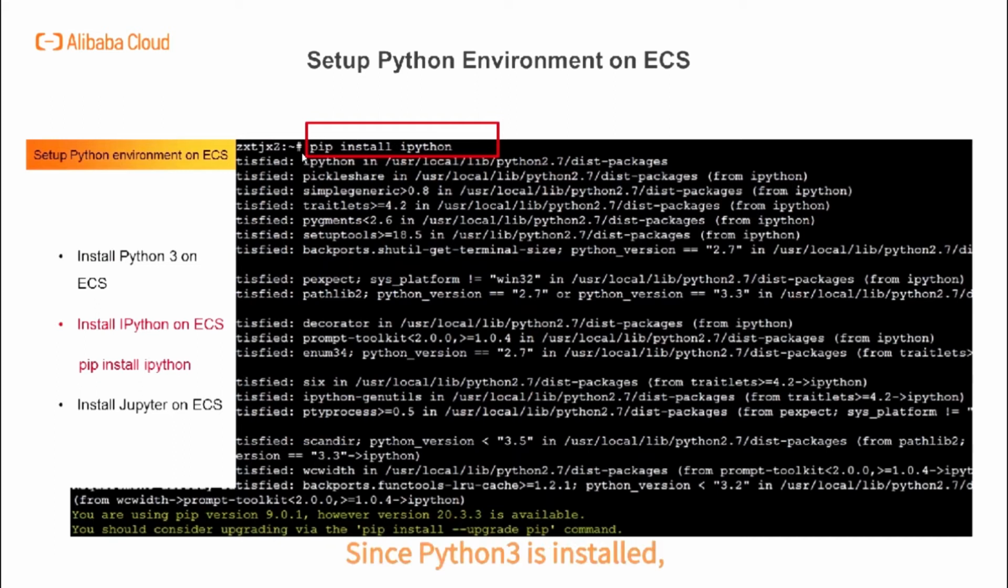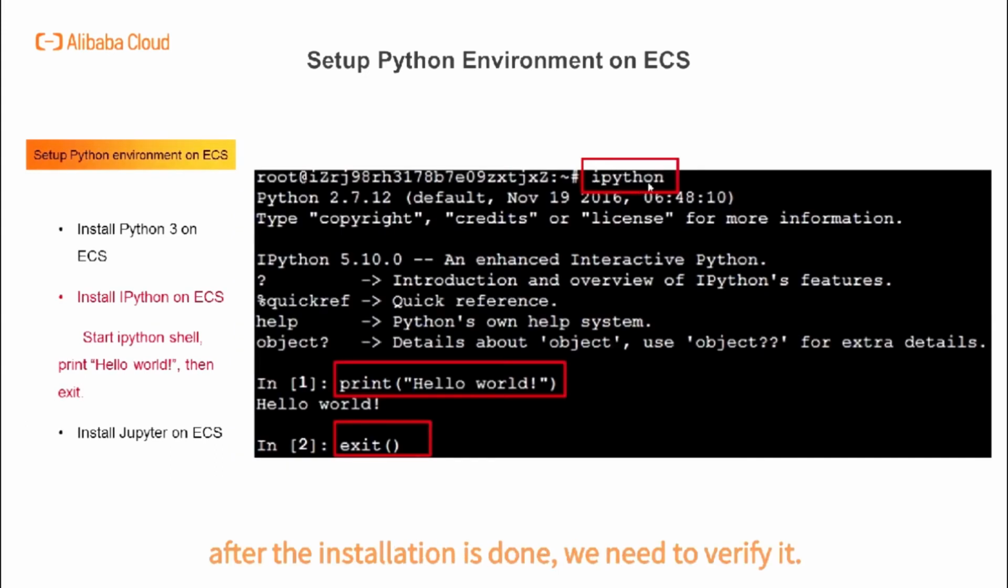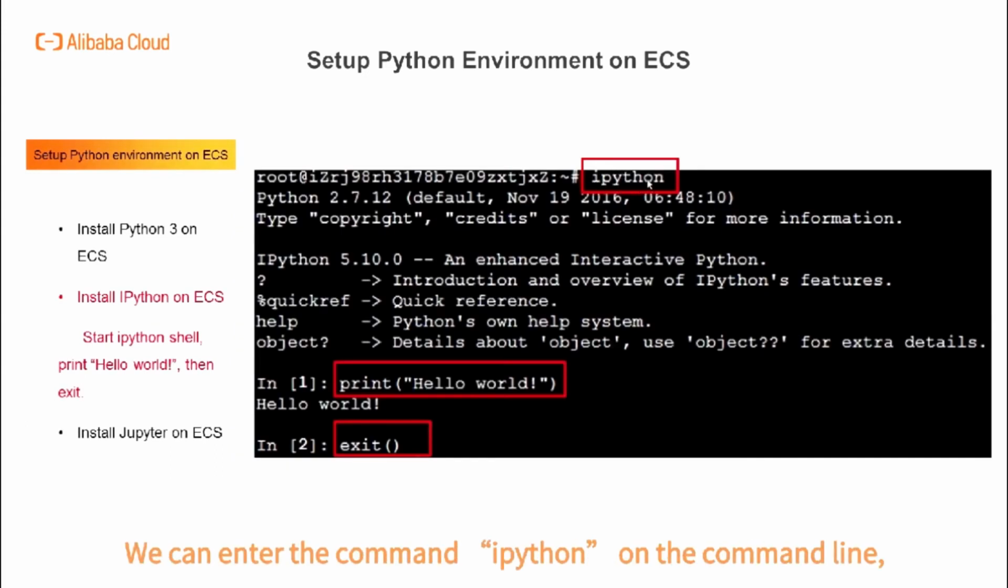Since Python 3 is installed, we can just use the command pip to install IPython. Just like the example, the command is pip install IPython. Pip will install IPython and manage all its dependencies. Just as usual, after the installation is done, we need to verify it. We can enter the command IPython on the command line.